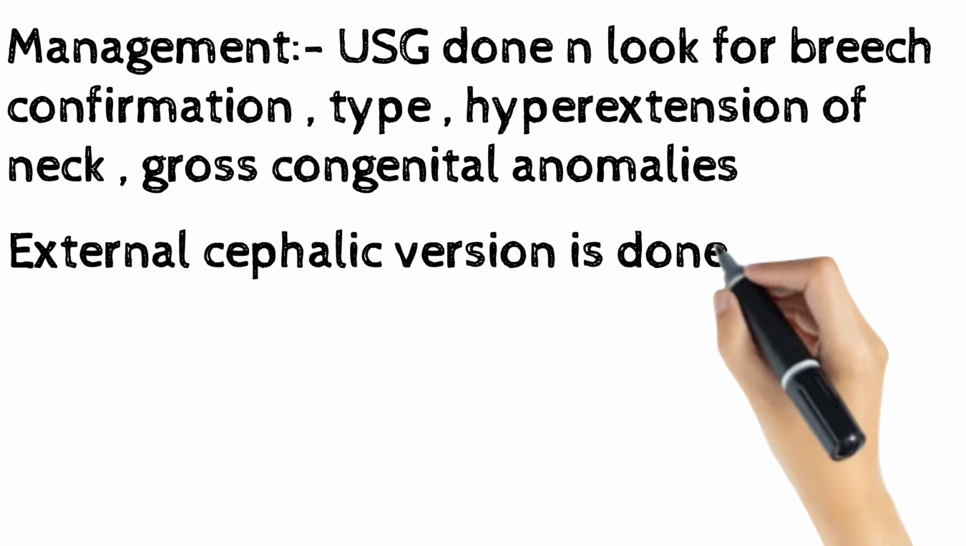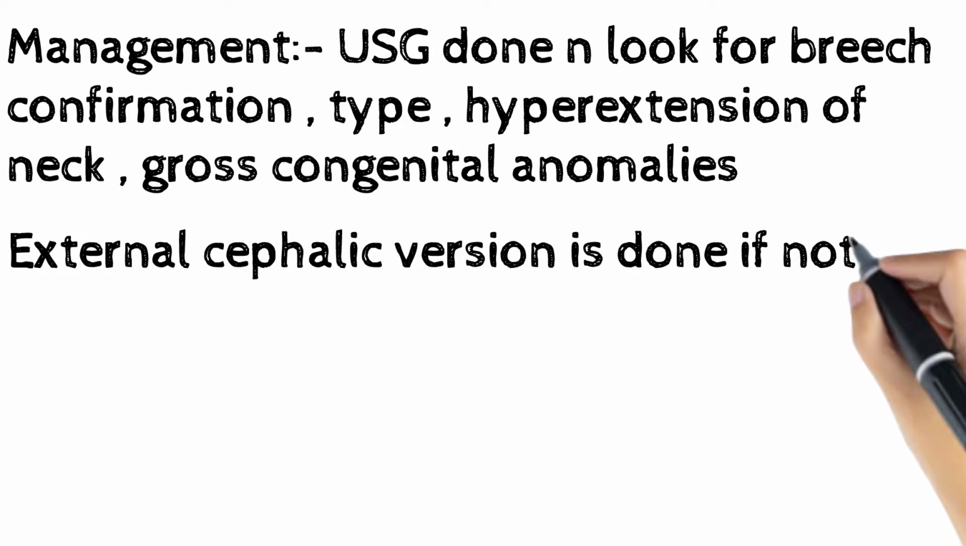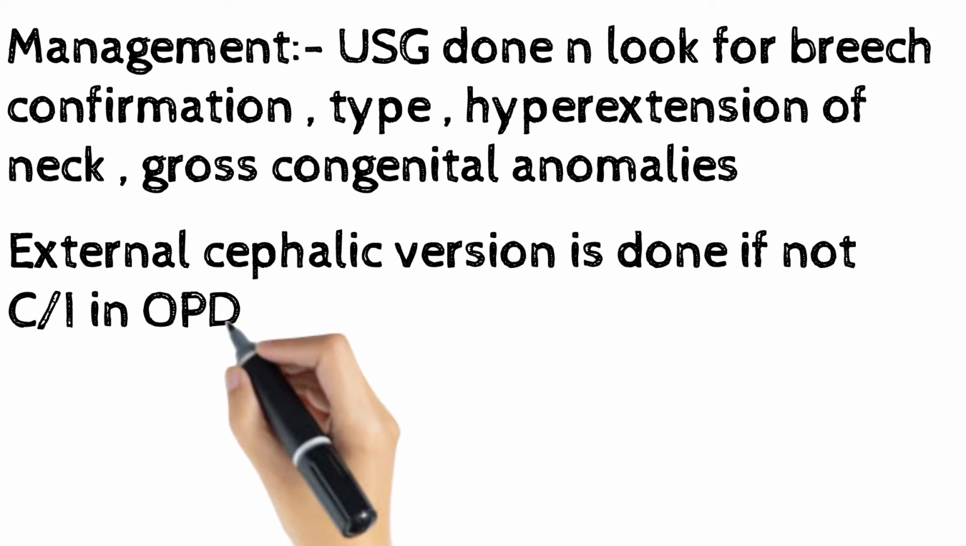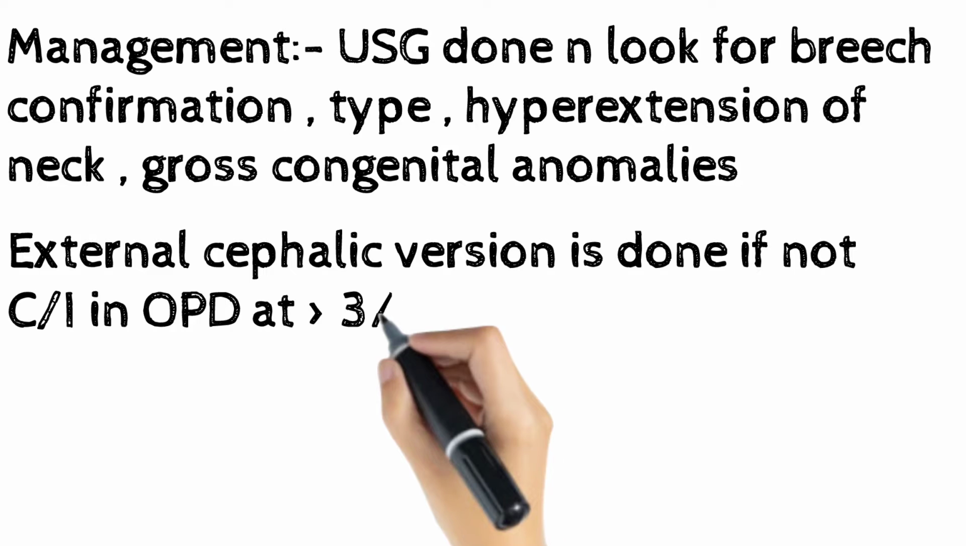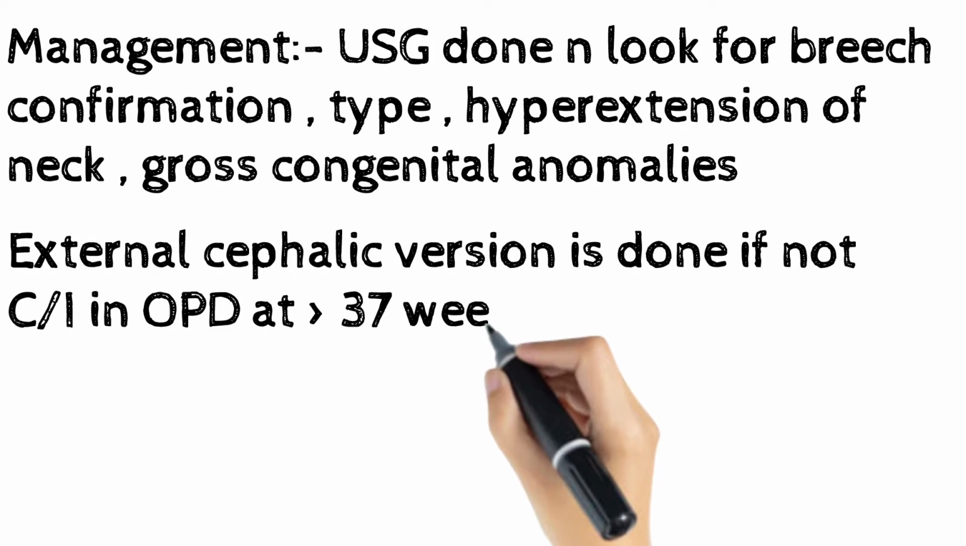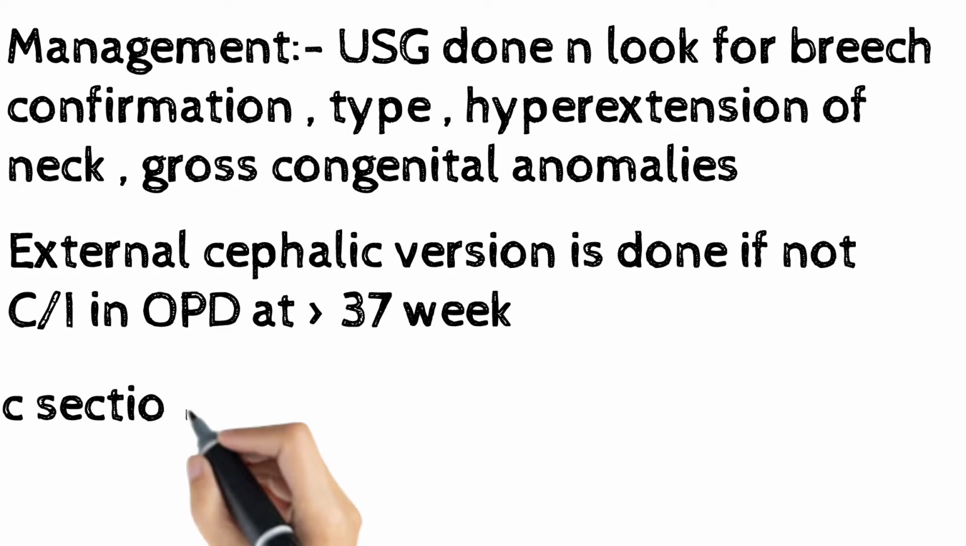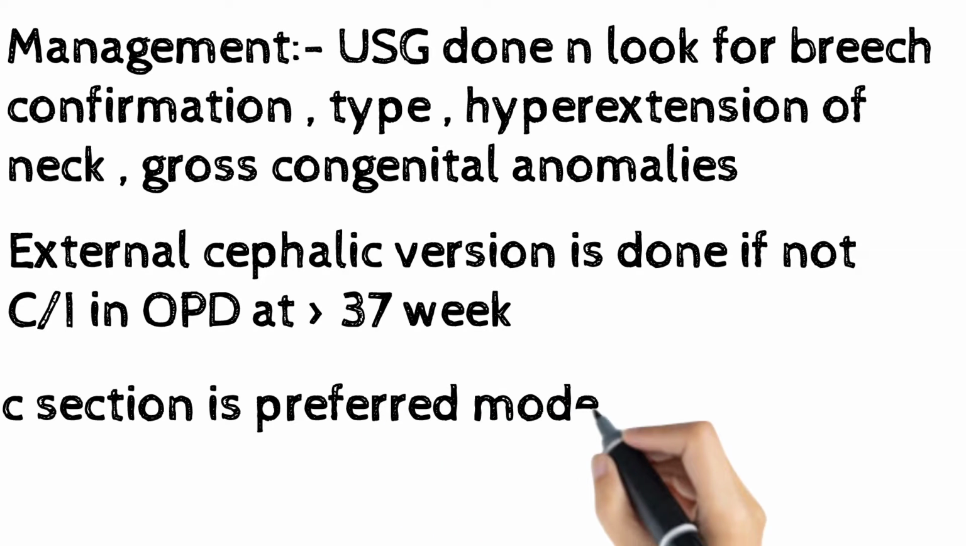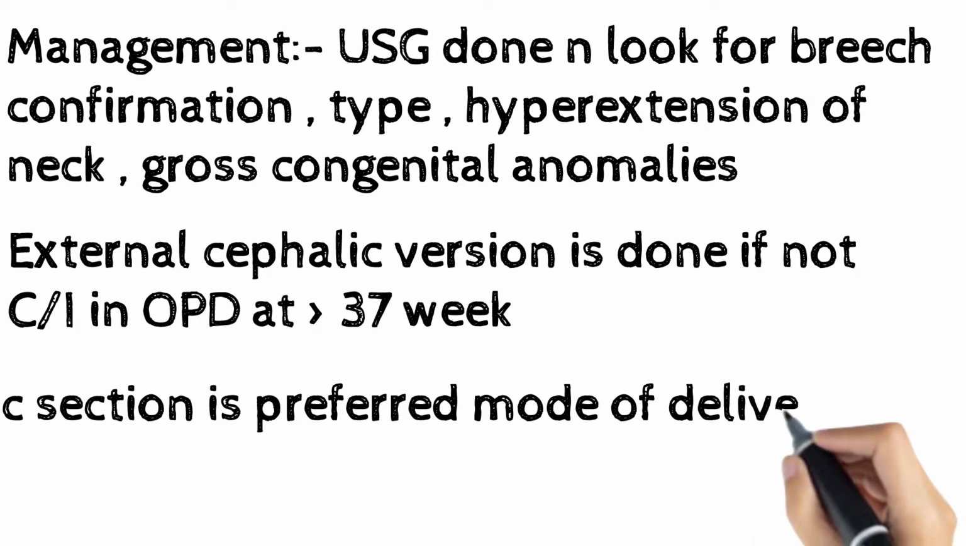If successful, we'll send the patient back. If it's unsuccessful, we'll try a second attempt. Then if it's successful, we'll start oxytocin and do the delivery. And if it's unsuccessful, we'll go for elective cesarean section at 39 weeks. And if fetal distress is present, we have to stop the procedure, revert to the original position, and an emergency C-section is done.